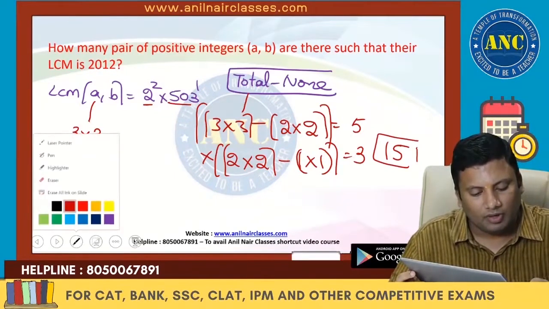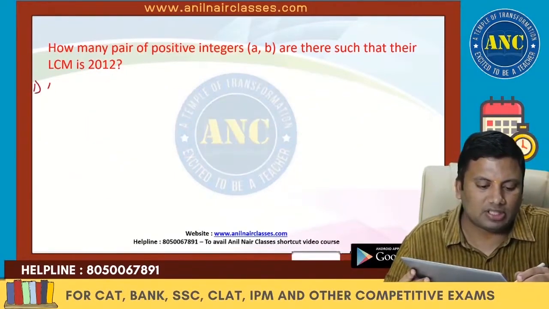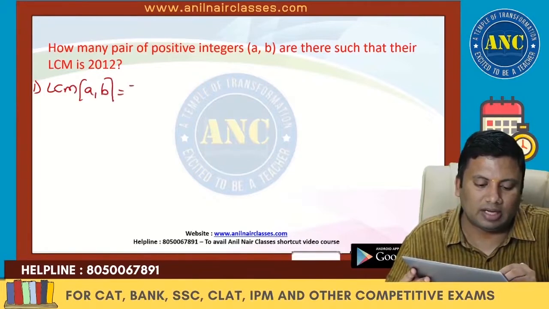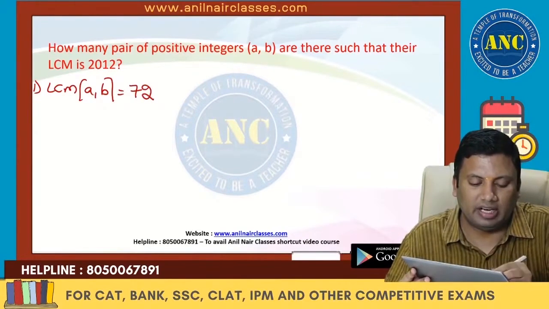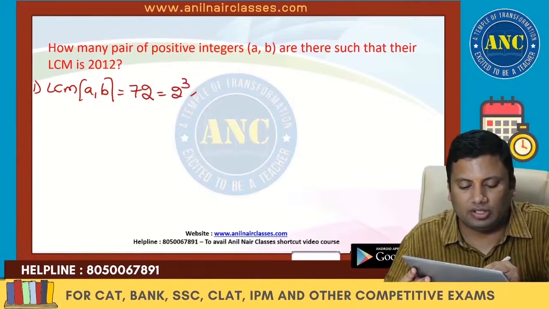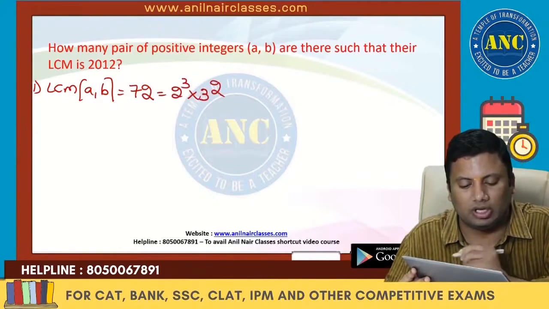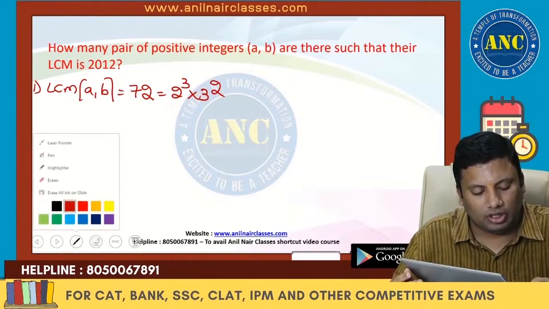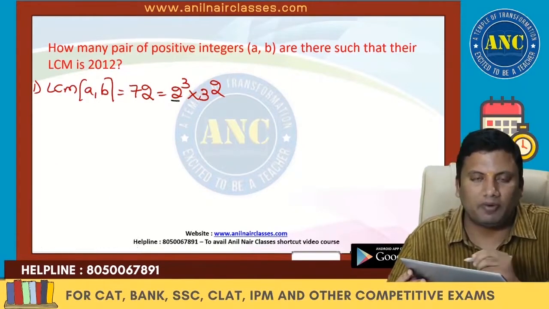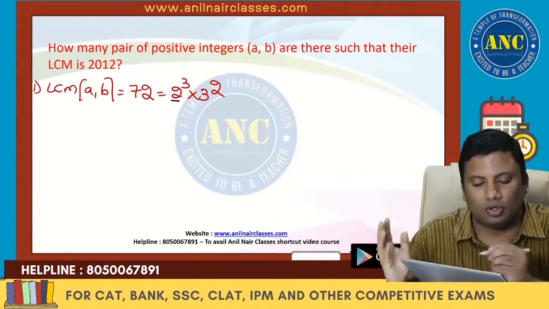Now, we will solve 5 problems. First problem: LCM of A comma B is nothing but 72. 72 is 2 cube into 3 square. Total for 2 power 3, 2 power 0 to 2 power 3.